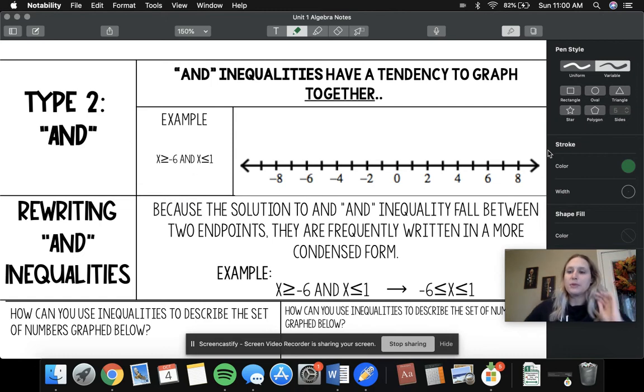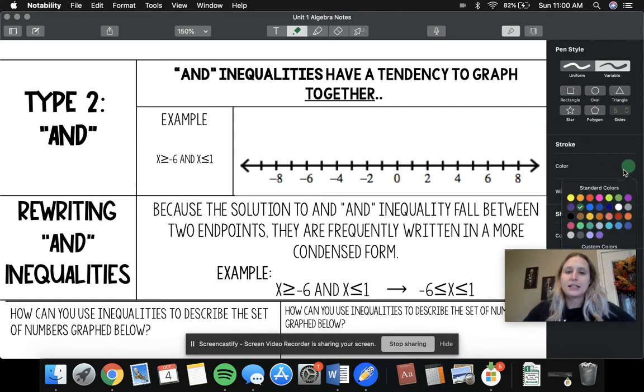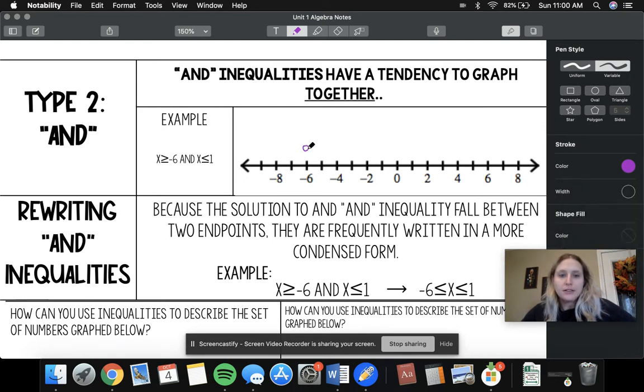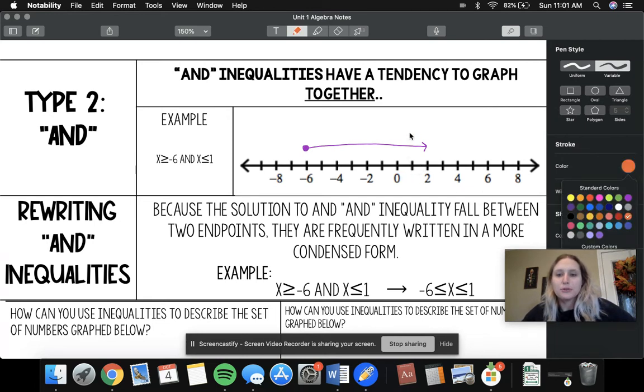So for this example, we have x is anything that is greater than negative 6, and at the same time, x is anything less than or equal to 1. Okay, so first I'm going to just graph the first one. X is anything that is greater than or equal to negative 6. And at the same time, x is anything that is less than or equal to 1.